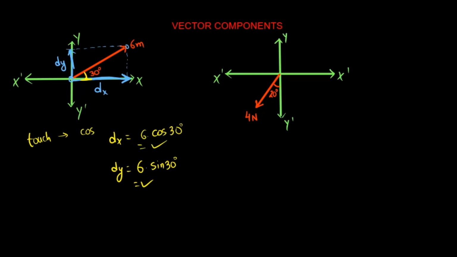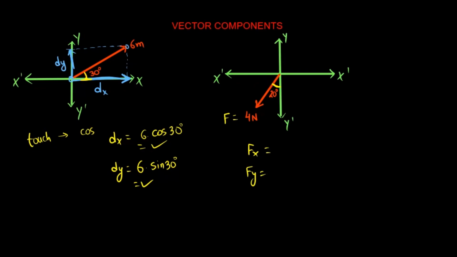Let's see the second example. We have 4 newtons and 20 degrees. Again, let's draw the angle. The arc is touching here, the y-axis. It's not touching the x, it's touching the y-axis. Since it's touching the y-axis, y will go with cos. So, this is force of 4 newtons, the x component of force and y component of force.